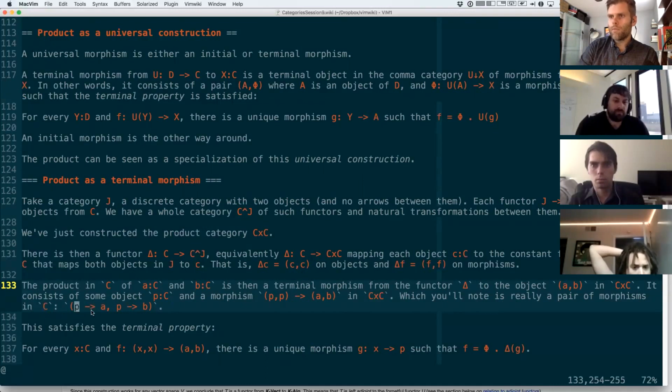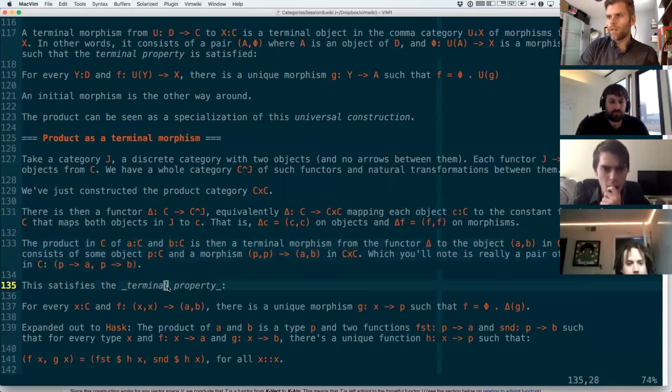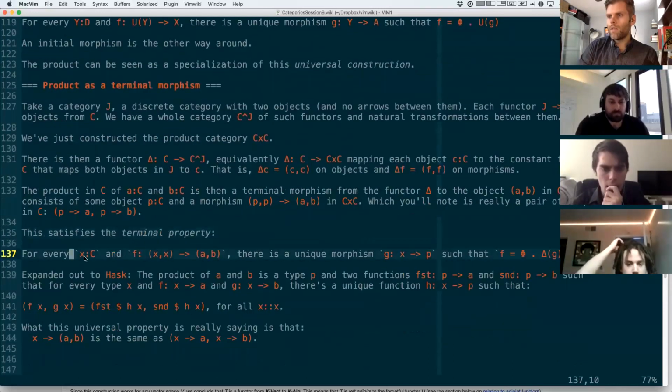So it's a morphism from P to A and a morphism from P to B, and that's going to be our first and second morphisms. Yeah? So that satisfies this terminal property, since for every other object in C, x, and then we have some function f that goes from x and x, so delta of x, to our A and B, there's going to be a unique morphism from x to P. So from x to our product. That makes this whole diagram commute.